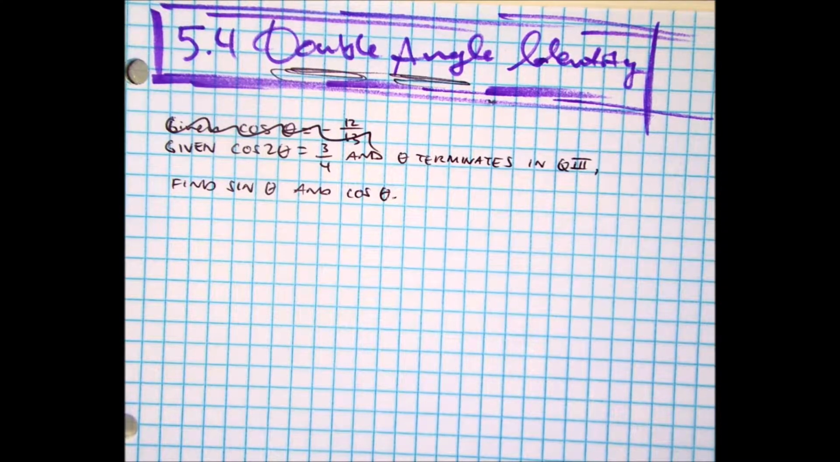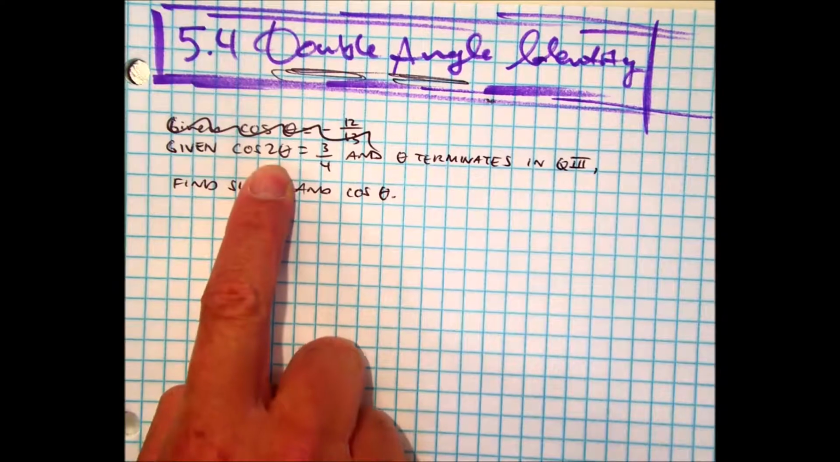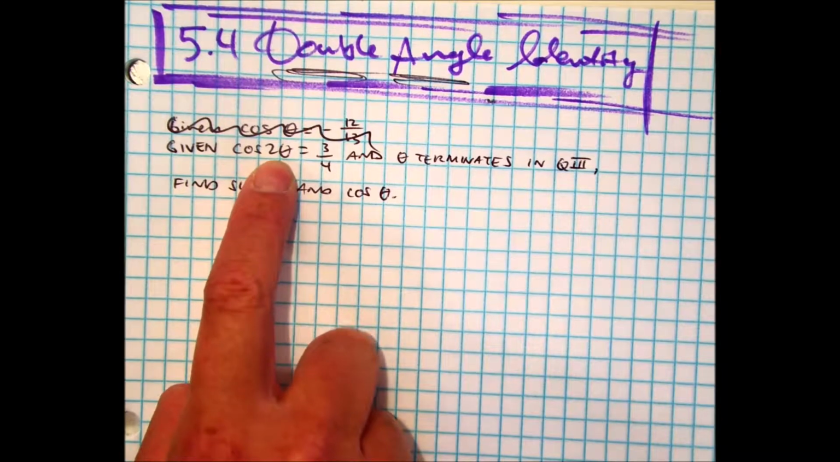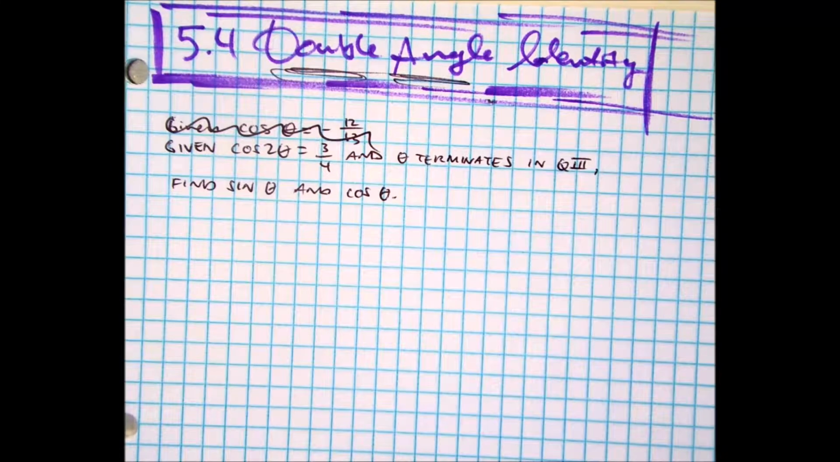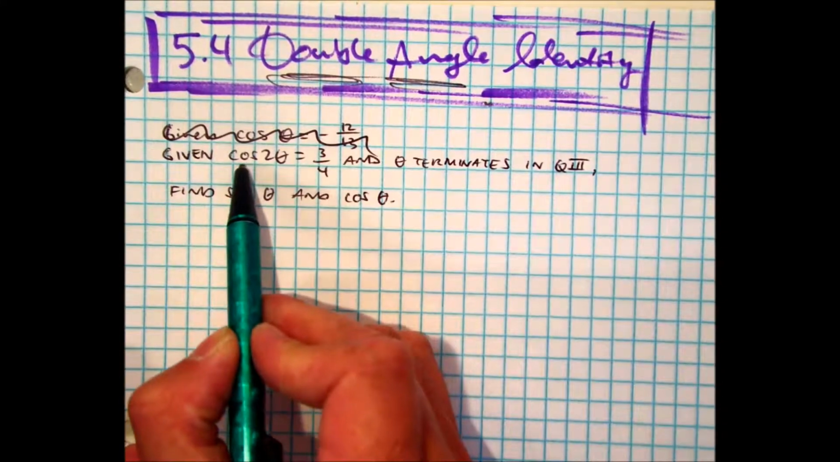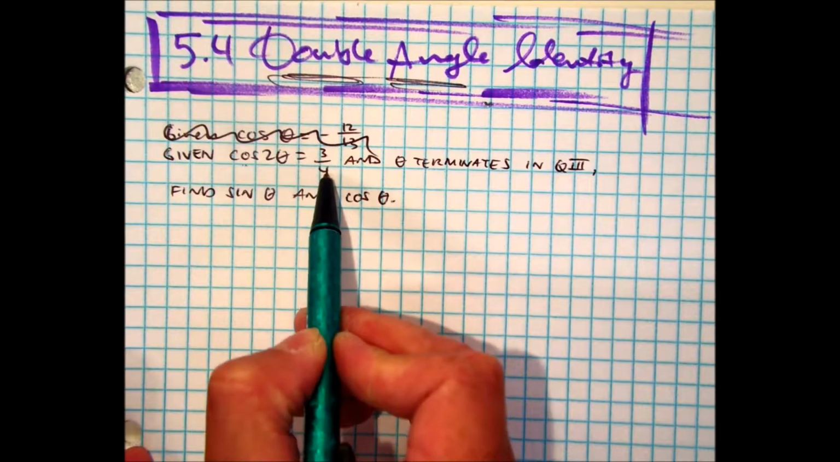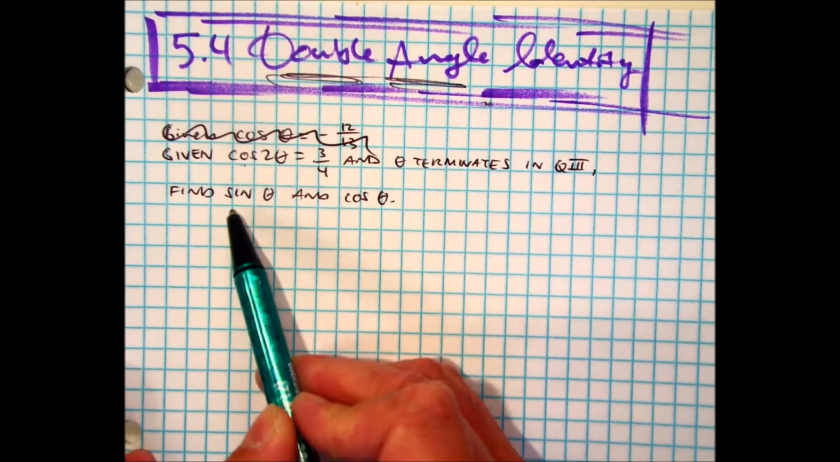Put your finger somewhere on here where it looks a little bit different. That's the first time you have 2 times the angle. That's why they call it the double angle identity. Well, here's the hard part. For cosine, it tells me cosine of 2 theta equals 3/4, and I'm supposed to find sine and cosine.